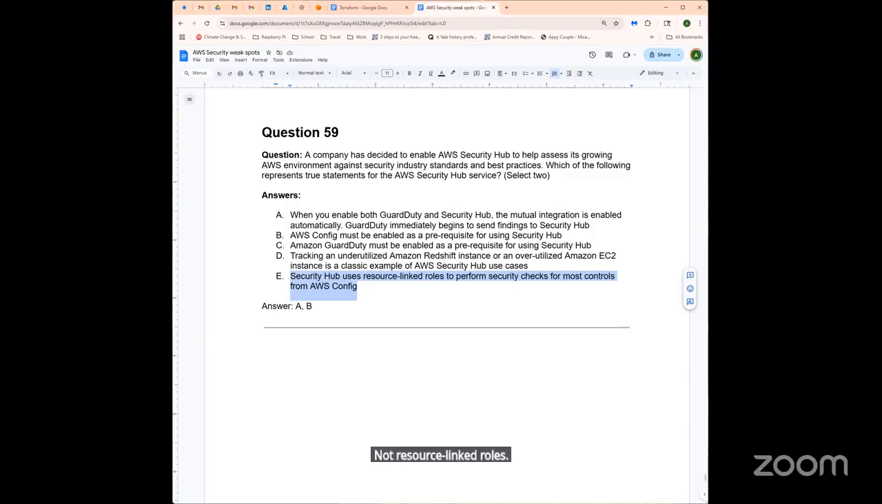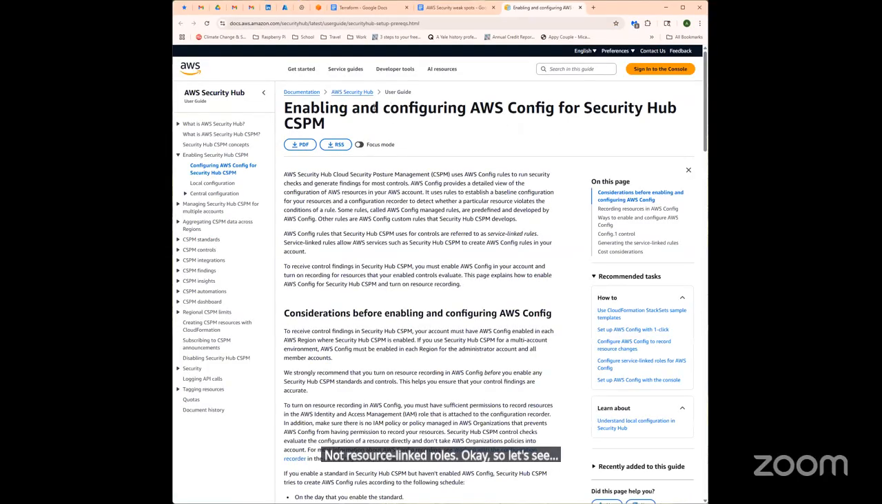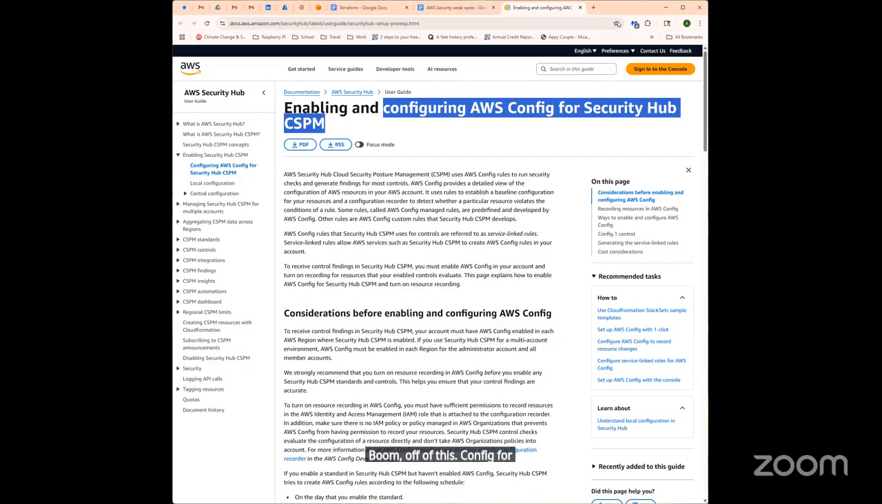Okay, so let's see. Security Hub, boom, off of this. Config for Security Hub. That answers the first part of the question.